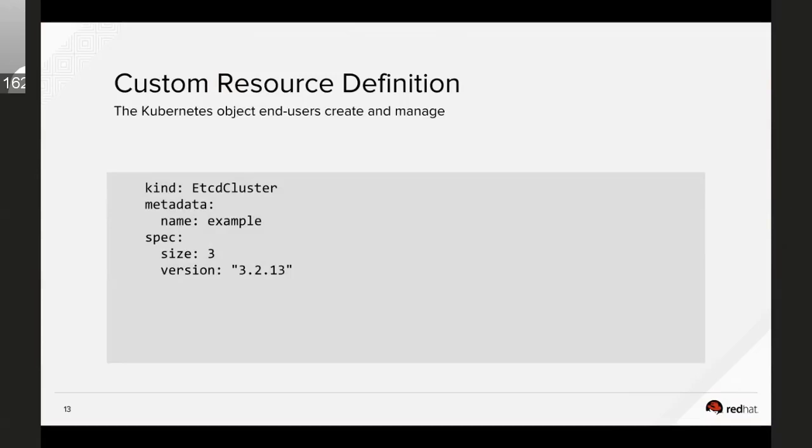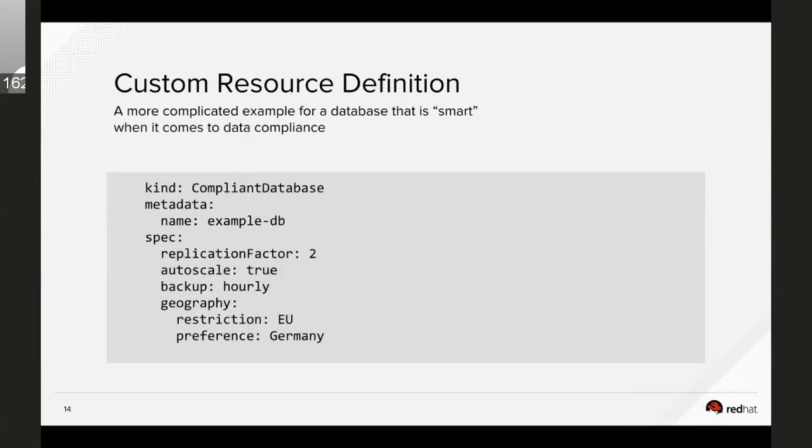And so that's a pretty simple example. So if we submitted this to a Kubernetes cluster inside of a namespace, we would get an etcd cluster that would have 3 pods running version 3.2.13. But let's look at a little bit more of a complicated example. And this is kind of a fake one that goes a little bit further and shows you how smart one of these operators can be.